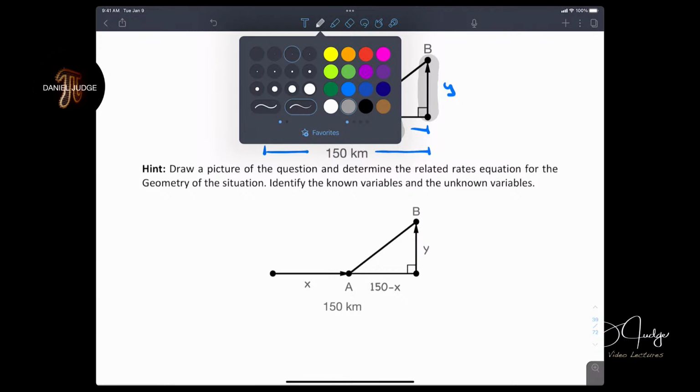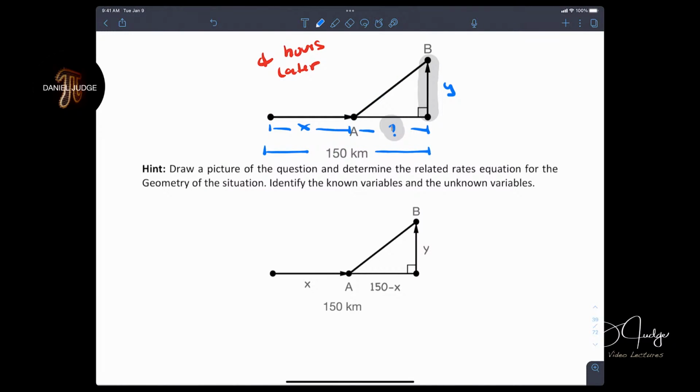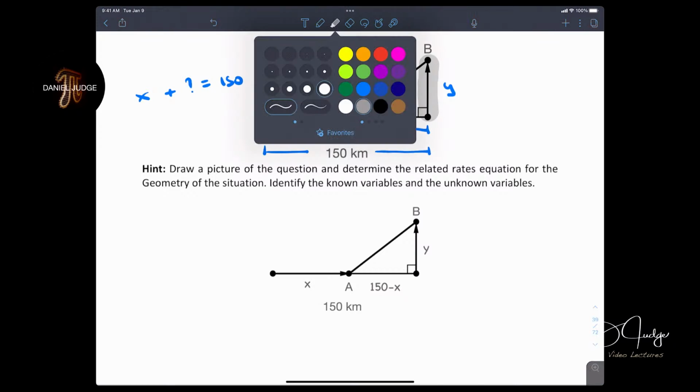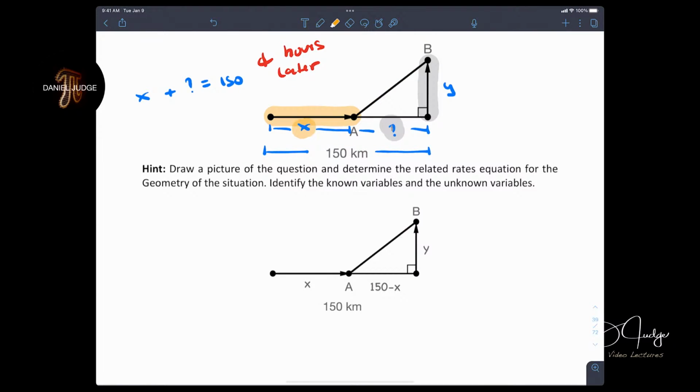Well, here's how we get it. We know x plus the question mark better be 150. So we're saying this distance here, which is the x variable, plus this distance over here, I'll put it in green, better be the total distance, 150. So we're going to represent that distance, that question mark, if we do a little bit of algebra, we're going to subtract x from both sides.